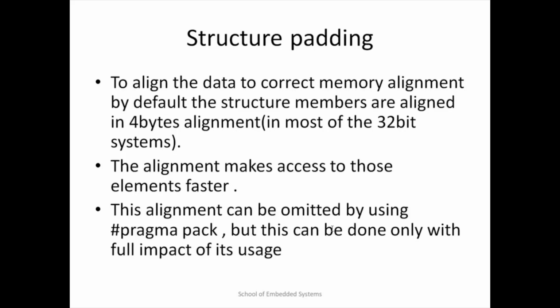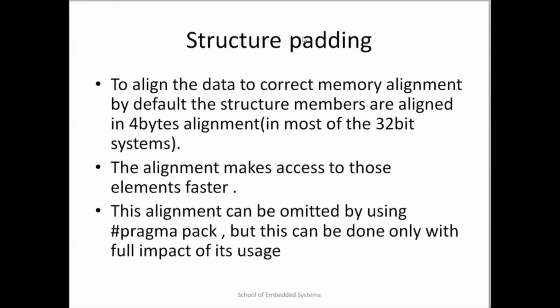So what does it do? Then comes the structure padding topic. It's connected to that 4-byte alignment. The structure always tries to align itself to a 4-byte memory alignment. So say you have a character, an integer and an integer. When you align it to 4 bytes, you have to do something with the 3 bytes which are not used and are extra.